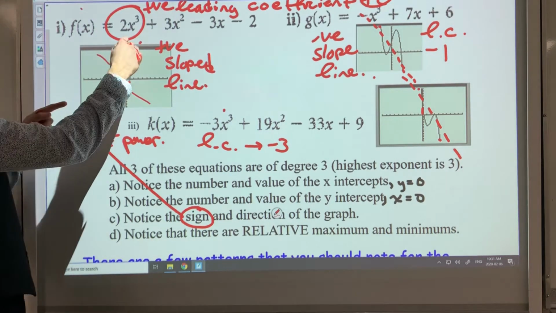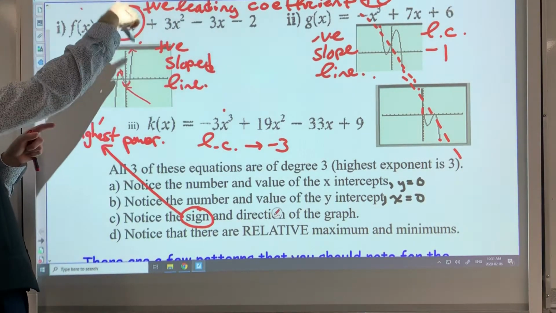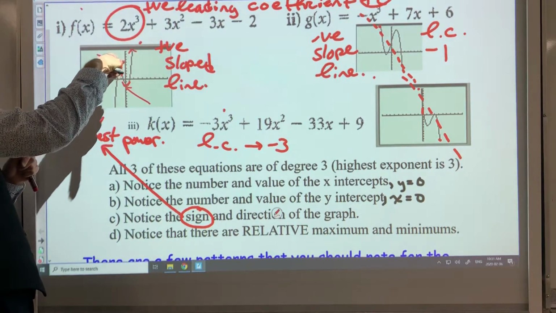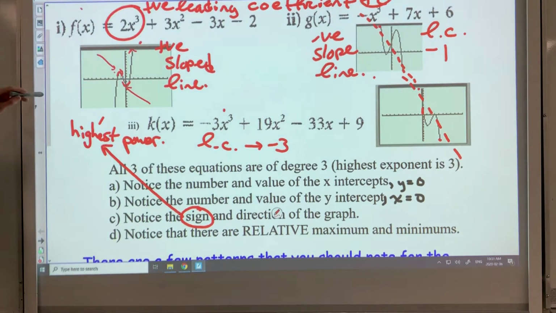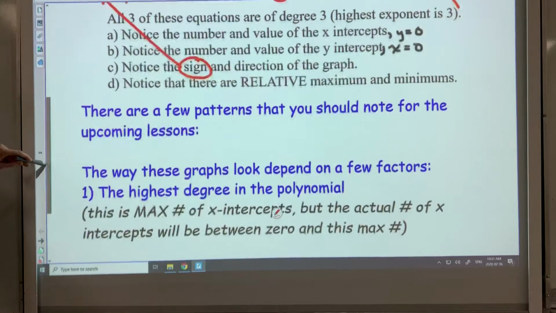Okay, they're relative because this graph goes on forever and ever. So this is not the maximum y value. The maximum y value is infinity. But anyways, that's more setting up for calculus.